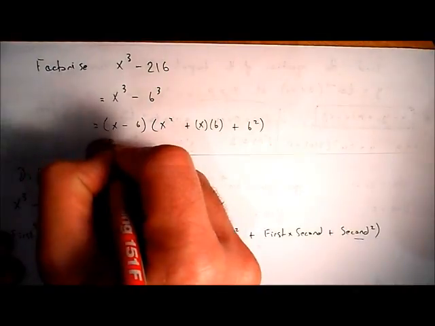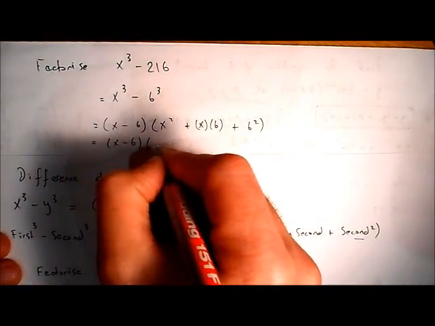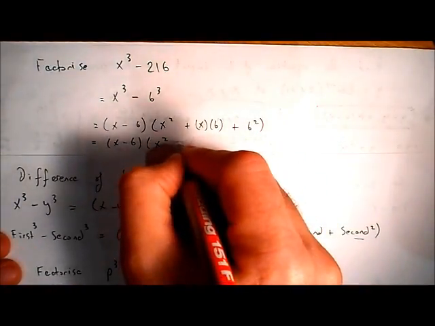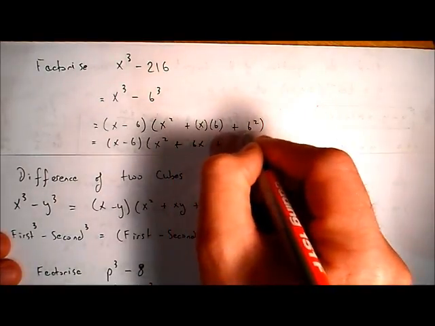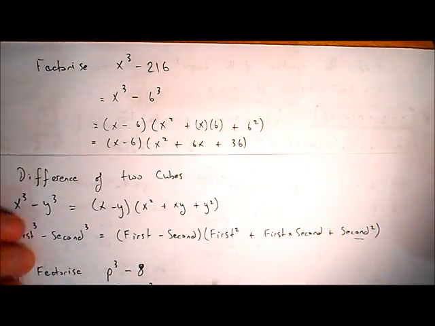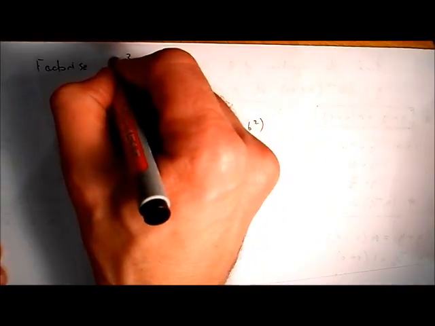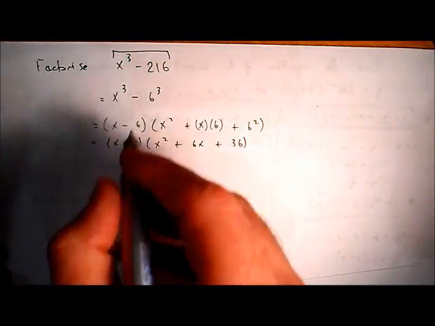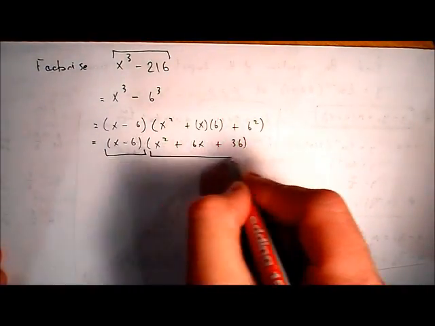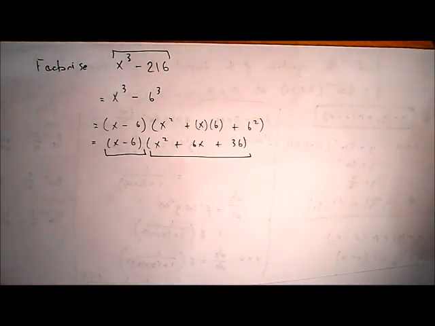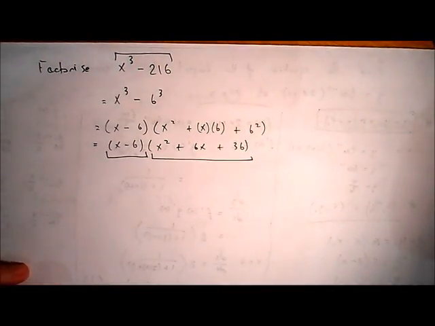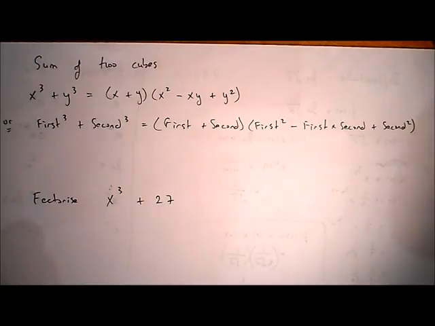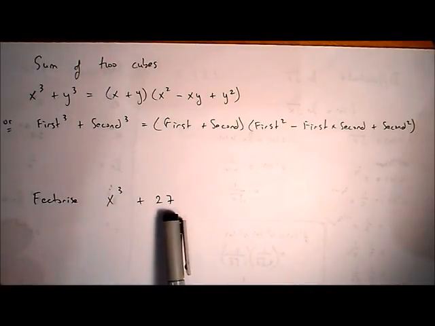So I have x minus 6 multiplied by x squared, x by 6 is plus 6x, plus 6 squared is 36. And that's it. Started off with a difference up here, and I factorized it. I wrote it as a product, this multiplied by this. So that leads us on to the third thing, which is, rather than have a difference of 2 cubes, now we have a sum of 2 cubes. So say I want to factorize something like x cubed plus 27.